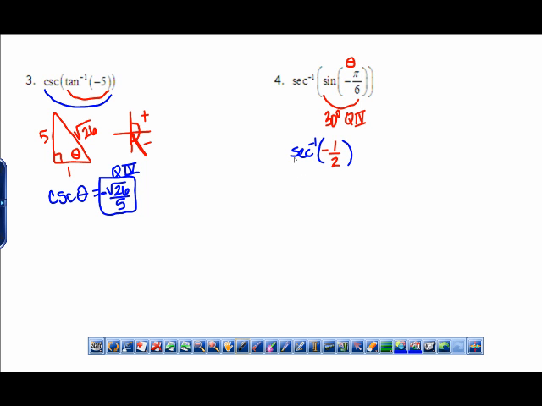All right, now this is like principal value. Okay, when you have just the trig function of an angle, you are doing exact values, what we did in Unit 1. When you're doing arc trig or inverse trig of a ratio, this is principal value. Okay, so this is like 3.2. So what is arcsecant of negative 1/2?